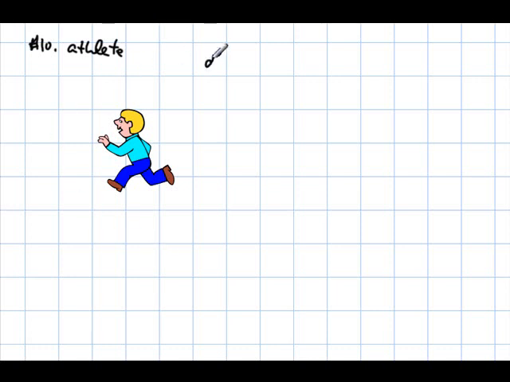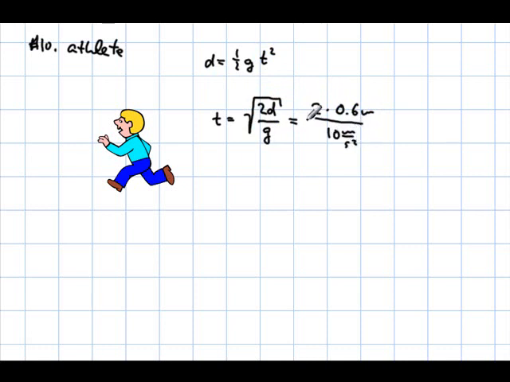So we're going to start with d equals 1/2 gt squared. And solving for t is already done for us in the book. And again, it's going to be get the 1/2 to the other side, which means multiply by 2, so 2d, divide by g, so that goes to the bottom, and then take the square root on the other side, and that isolates the t. And now we're going to plug in what they gave us, 2 times 0.6 meters, divided by 10 meters per second squared, take the square root of that.